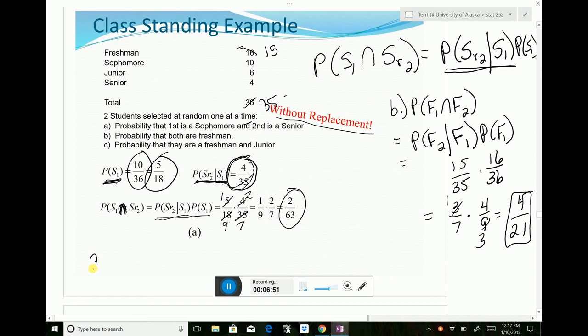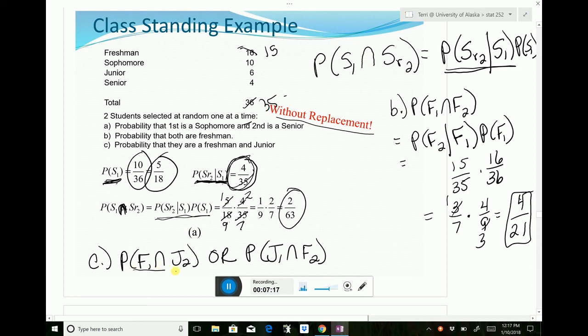So now for part C, the probability that they are a freshman and a junior. Okay, now things get really interesting, because now what I need is the probability that the first is a freshman and the second is a junior, or the probability that the first was a junior and the second is a freshman.